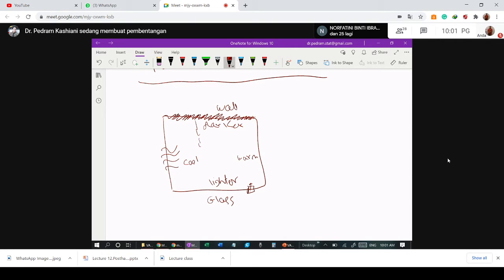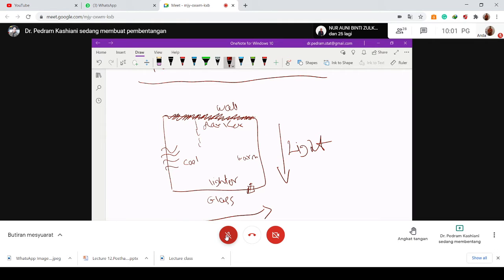So here are 2 directions, correct? This is one direction and this is another direction. This direction is temperature. This direction is light. Can I have another direction of variation? Where is the third one? How can I have a third?